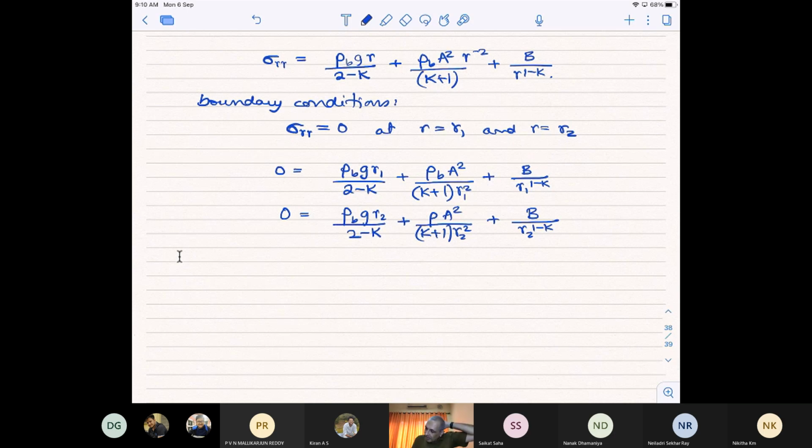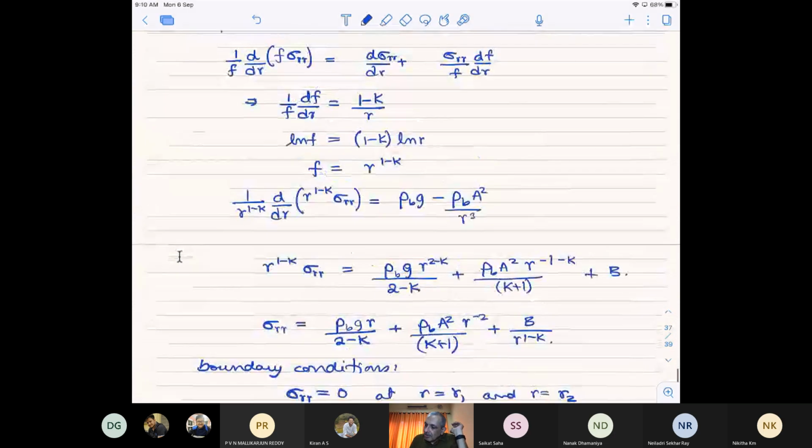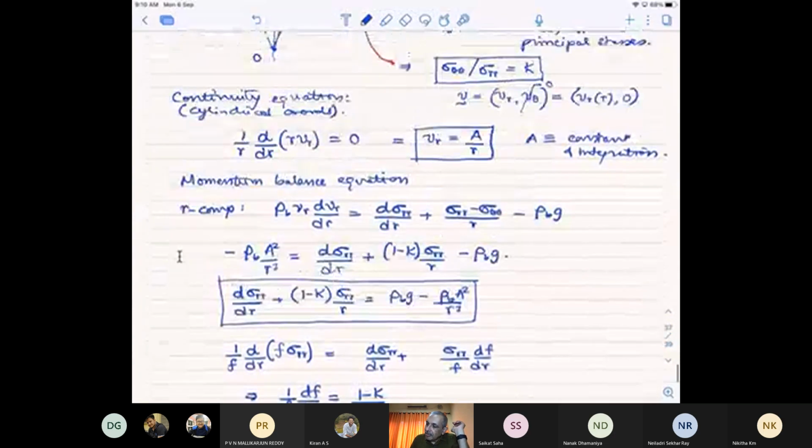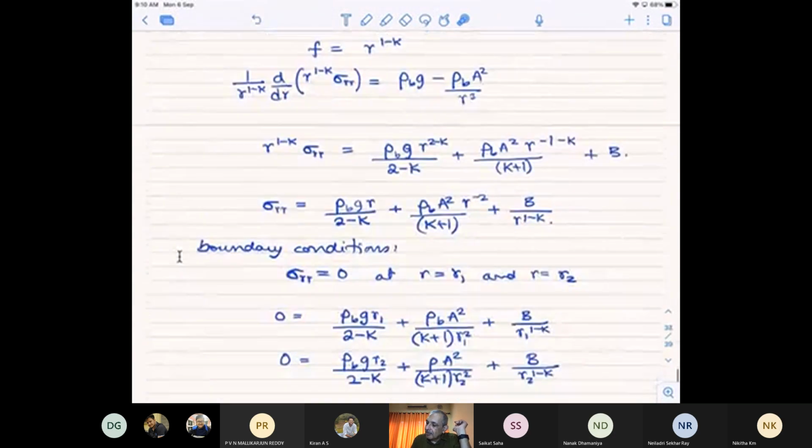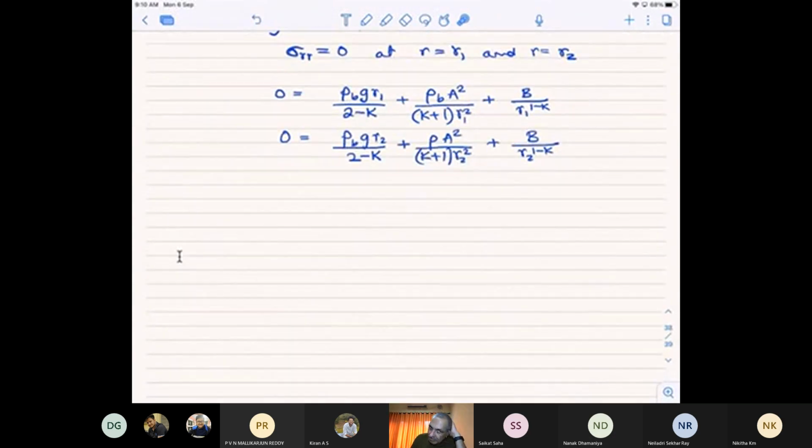And now, what I'm really interested in is getting what will be the velocity. And if I want to know the velocity, I must know what is A. So supposing as a first step, I eliminate B from here. So I can subtract this from this.